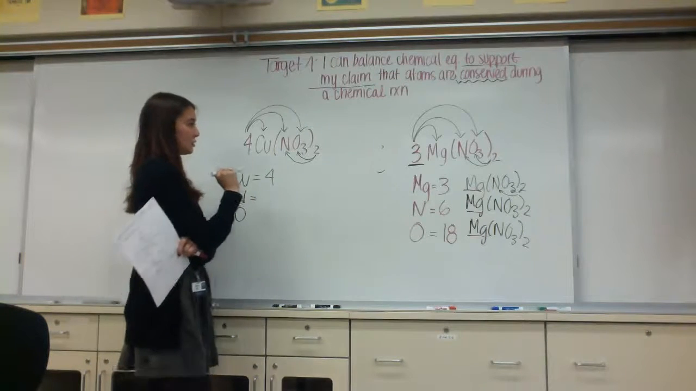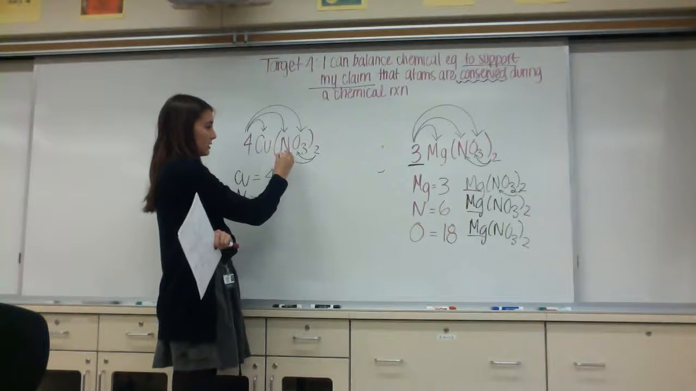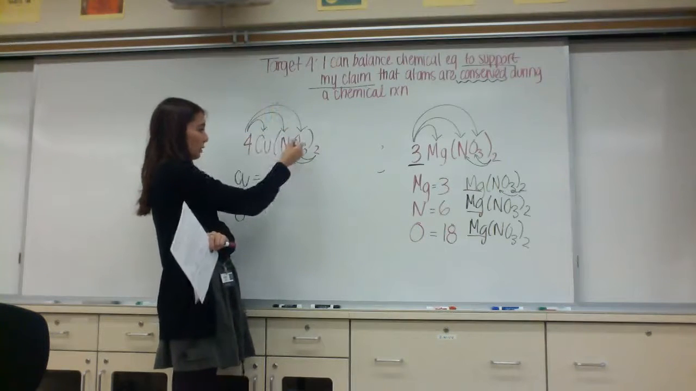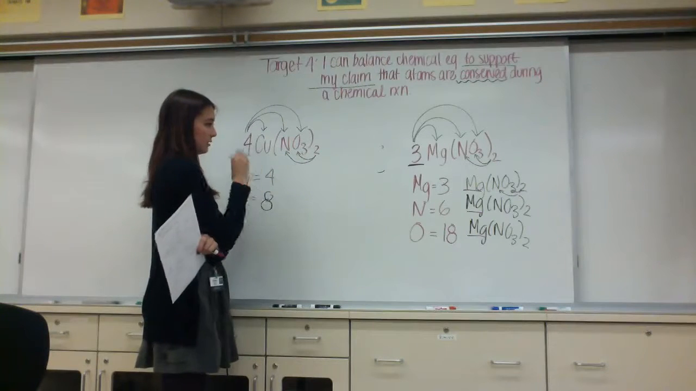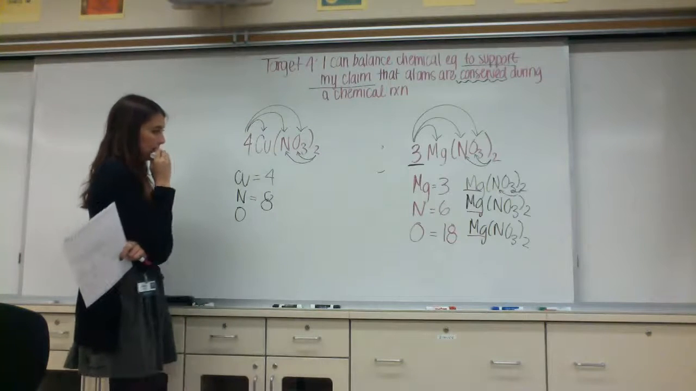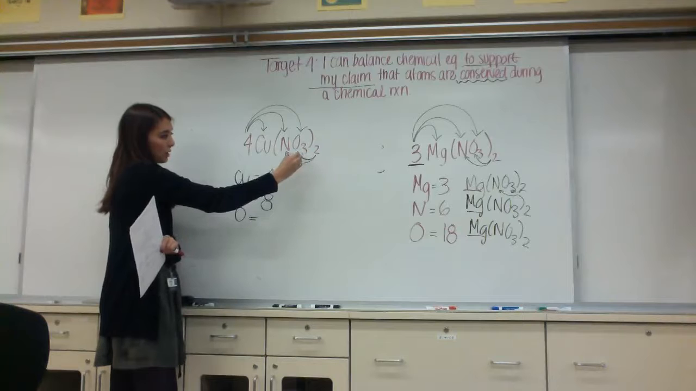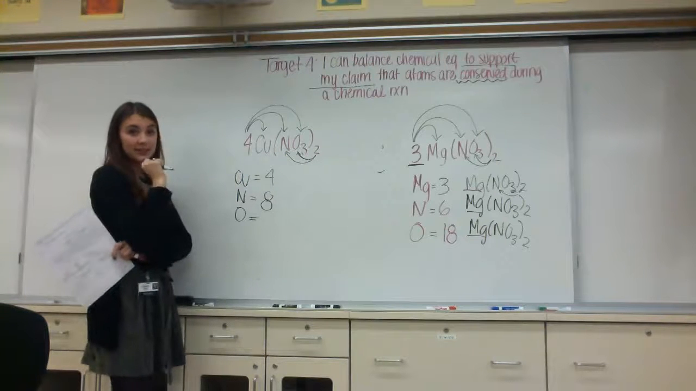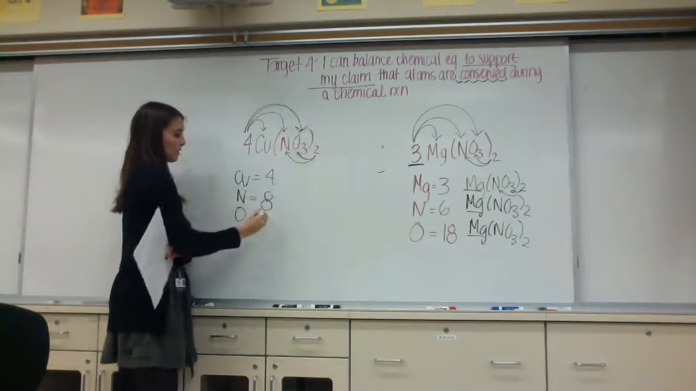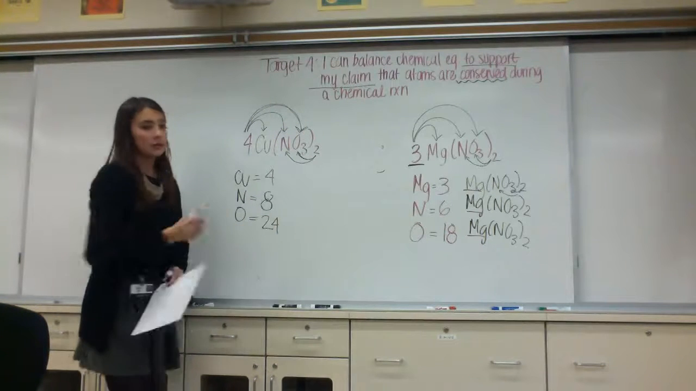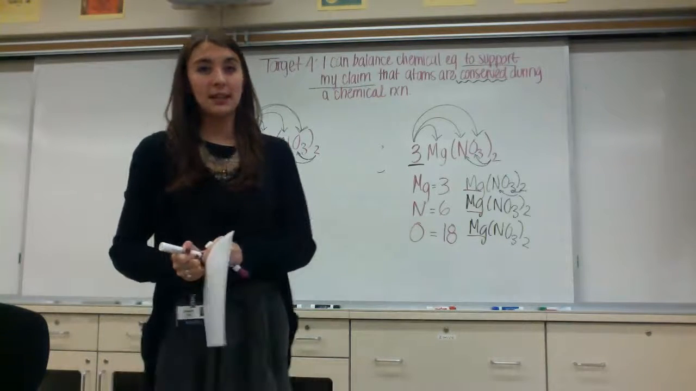How many nitrogen do I have? Bring the 2 here, that would be N2, but I also have to bring the 4 over, so that should give me 8. Oxygen. 2 comes to the 3 here. 2 times 3 is 6. But I also have to multiply that 6 by 4 to get a total of 24. So don't freak out. I just want you guys to get some practice.